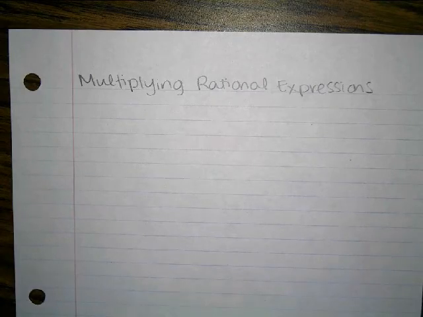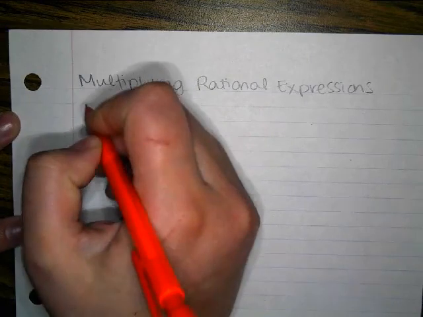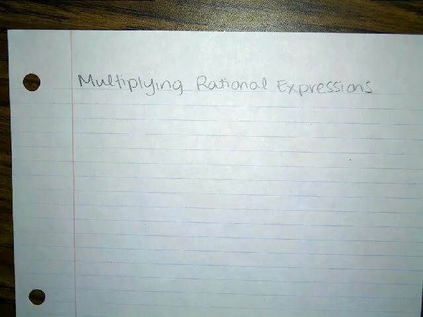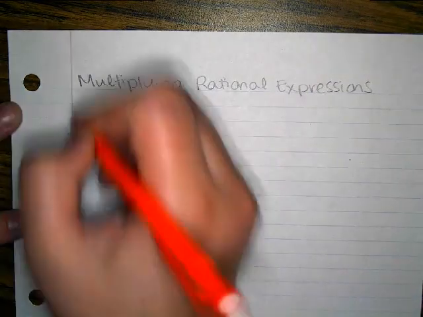So when you multiply rational expressions, it's very similar to simplifying rational expressions. It just means that you're going to have more than one fraction that you're multiplying together. So you're going to have two fractions. You could have three or four, but we really only deal with two. And so what we do when we multiply fractions is we just multiply straight across.